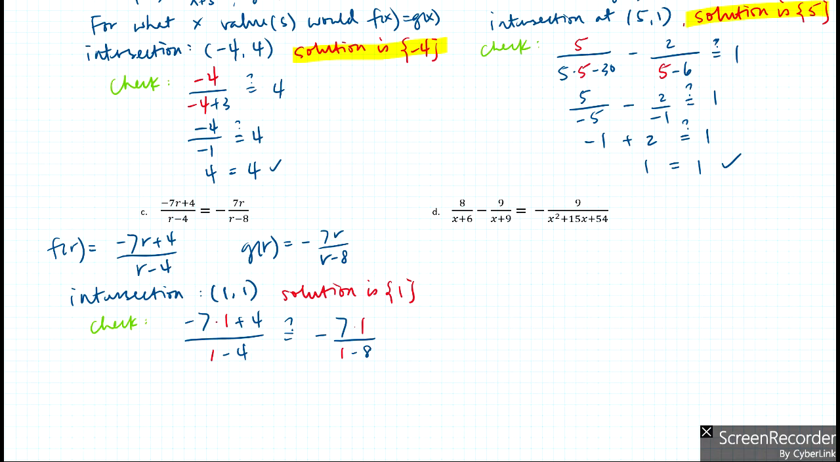So on the left hand side, on top we have negative 7 plus 4, which is negative 3. On the bottom we also have negative 3. On the right hand side we had negative 7 over negative 7. So if you simplify it, you will see 1 is equal to 1. So we do see the solution is indeed 1 over here.